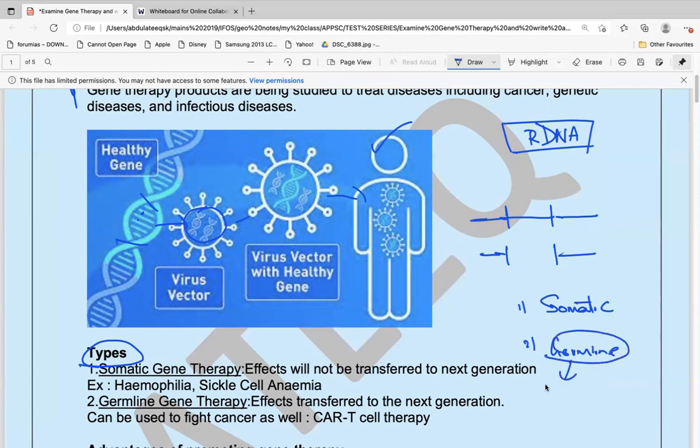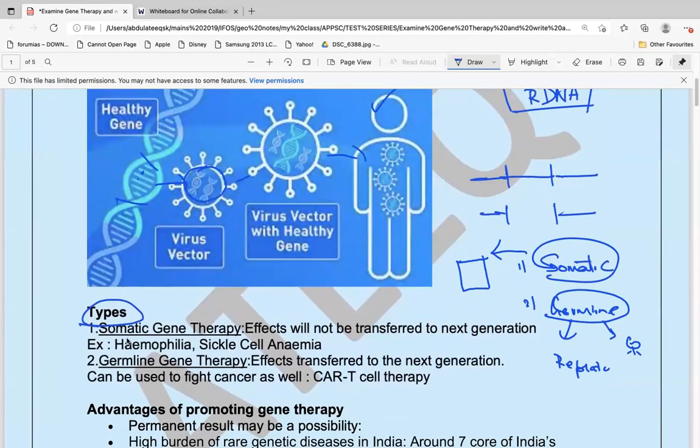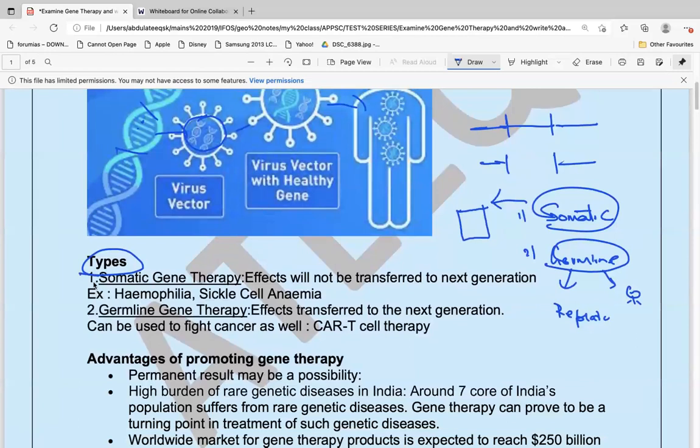These germline cells are responsible for reproduction, while somatic cells do not play a role in reproduction. So if I make any kind of modification in the somatic cells, whatever genetic modification happens will happen only to me. If I make modifications in the germline cells, such a modification will be transferred to my next generation, my children or anyone. Okay, so these are the types of gene therapy.